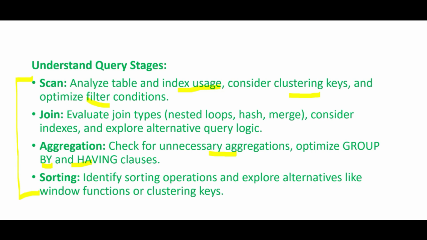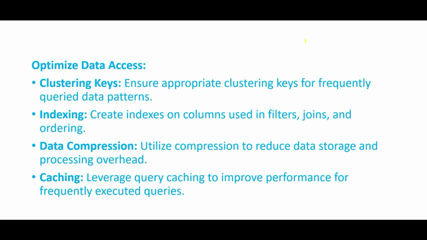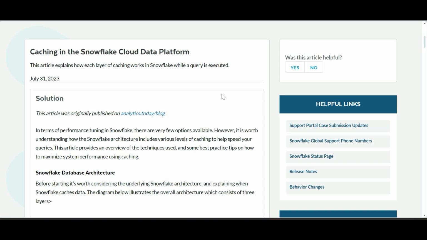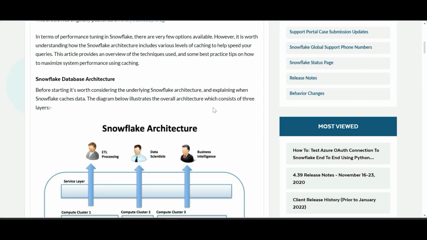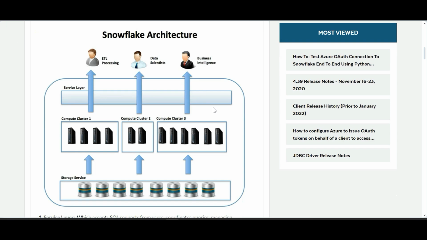This is all a part of query profiling. Now, is the data access optimized or not? So if you are making use, I'll not reiterate, if you're making use of clustering keys, indexing, data compression, okay, and caching, then you are good. If you compress the data, more data can fit in cache. What is cache? It is also called memory. So Snowflake processes a lot of data in memory. That is why Snowflake gives good performance because of this in memory architecture.